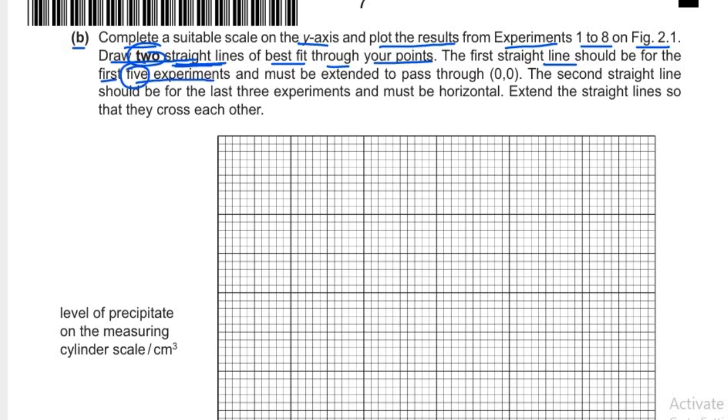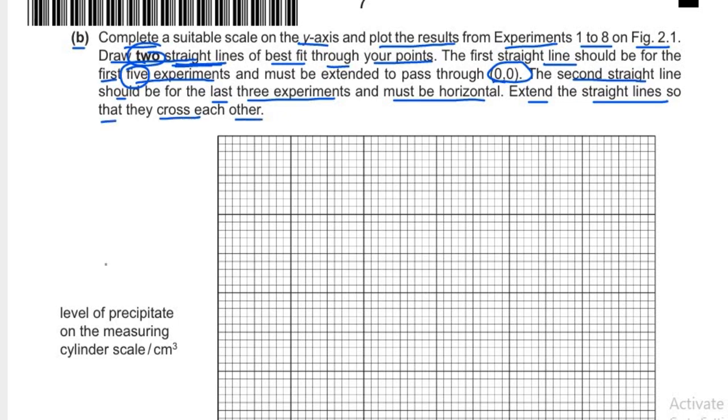Remember, for the first 5 experiments, we are going to draw the first straight line, and it must be extended to pass through 0.00, that is the origin. The second straight line should be for the last 3 experiments and must be horizontal. Extend the straight lines so that they cross each other.